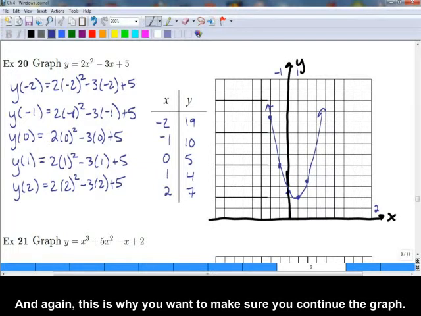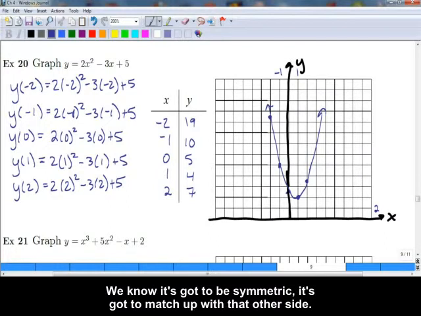And again, this is why you want to make sure you continue the graph. We know it's got to be symmetric. It's got to match up with that other side.